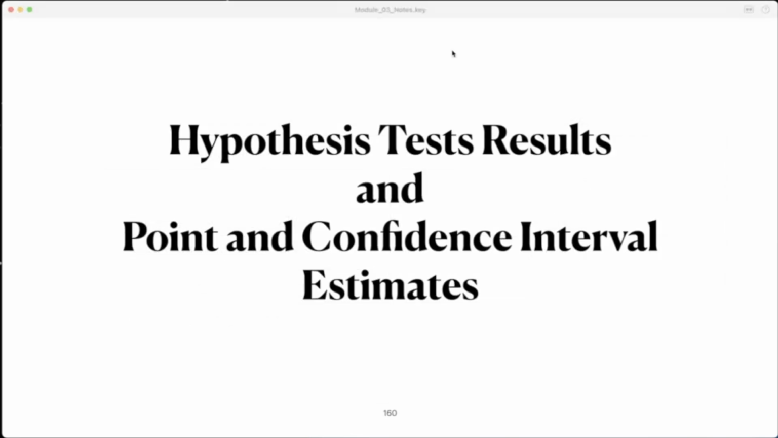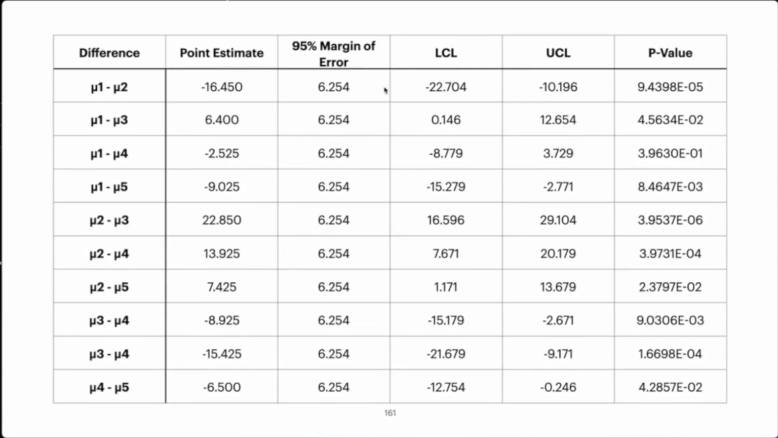All right, now let's look at the hypothesis testing results and the point and confidence interval estimation results for these pairwise comparisons. What I've got here is I've combined the two types of results. Combined are the results for hypothesis tests, where the null hypothesis would be that each one of these differences is equal to 0, against the alternative hypothesis that the difference is not equal to 0. And the p-value column gives us the p-values for these results.